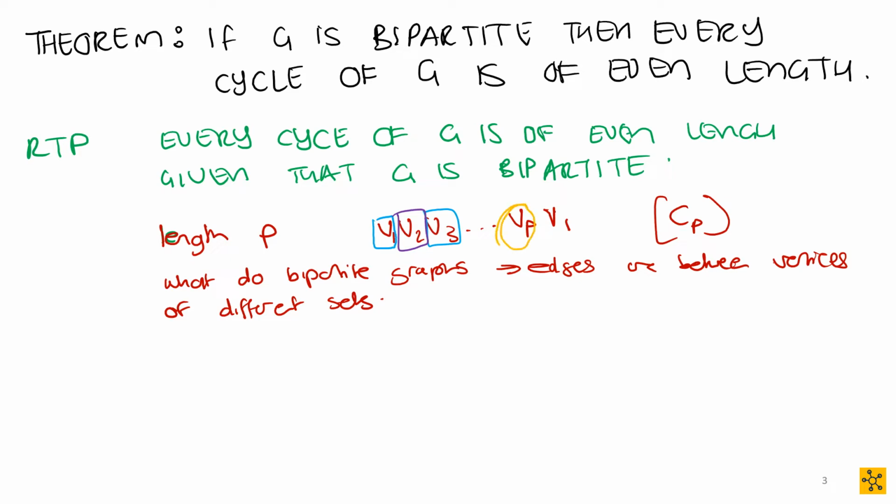Then you're going to be like, oh, so can I show that that VP is going to be in the one set, the set where all the indices are even numbers? So that's the thought process. So let's now begin this proof.